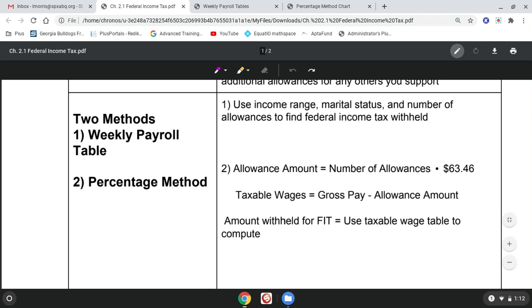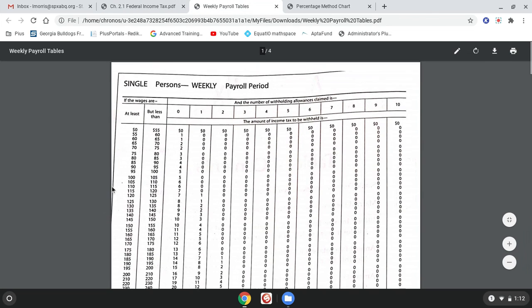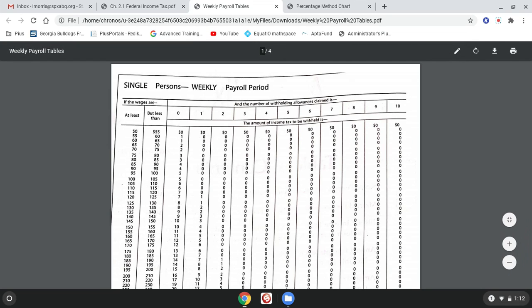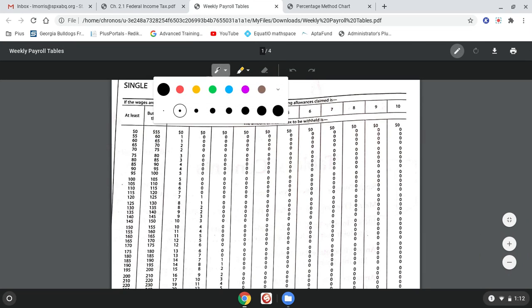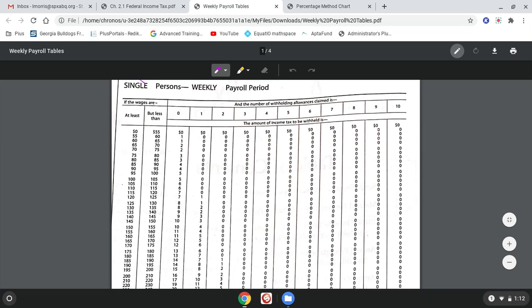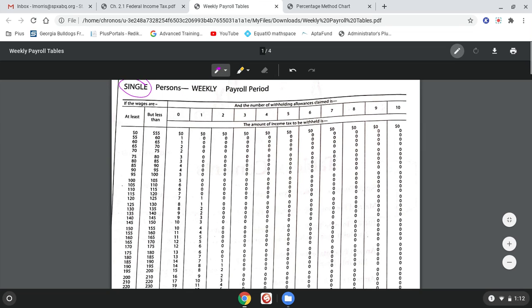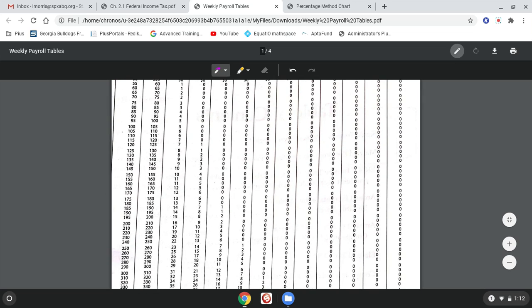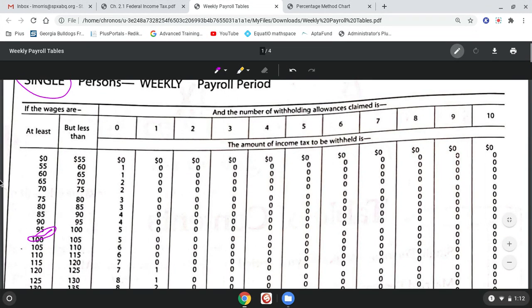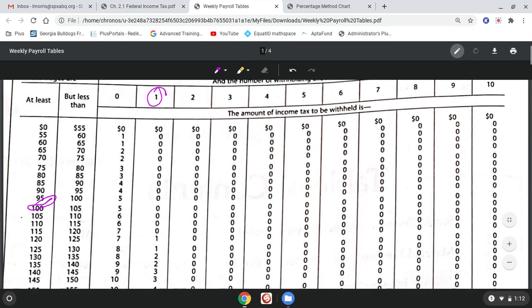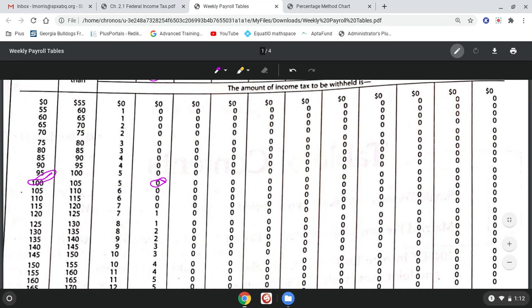And then, okay, so the weekly payroll table is just, you'll basically take a graph. So I'll switch over to that so you can see it. So like if you're single, hang on, let me make it where I can edit this. All right, so if you're single, you would look at this bracket, and let's say you made, I don't know, $100 a week. I can actually make this bigger. So let's say you made $100 a week, and you claim one person. So that means you actually wouldn't have any money taken out.